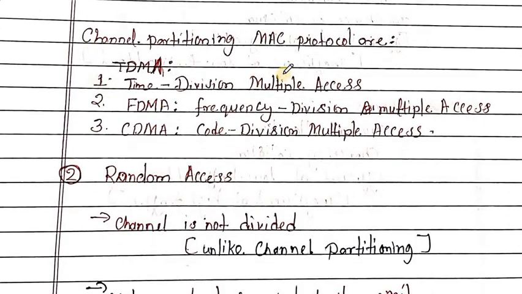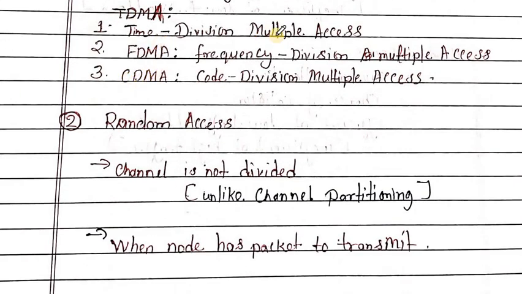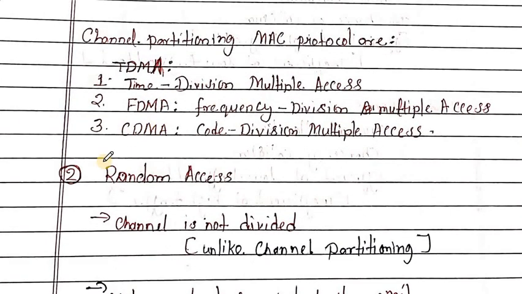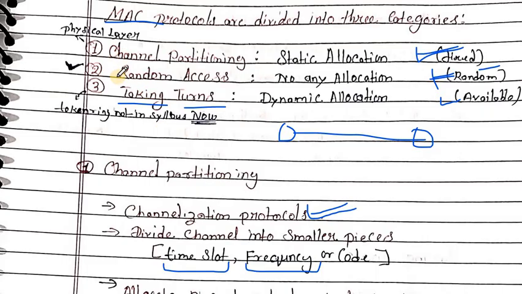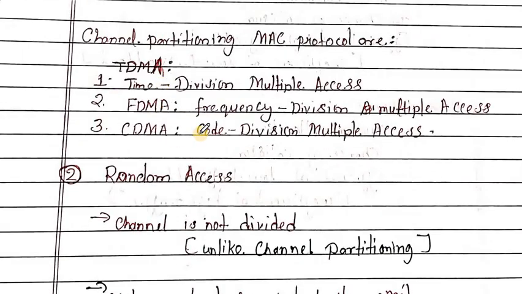Now the channel partitioning has protocols: TDMA, FDMA, and CDMA, that is, time division multiple access, frequency division multiple access, and code division multiple access. We don't go into details of these protocols. These are topics of the physical layer, and physical layer is not in our GATE syllabus.